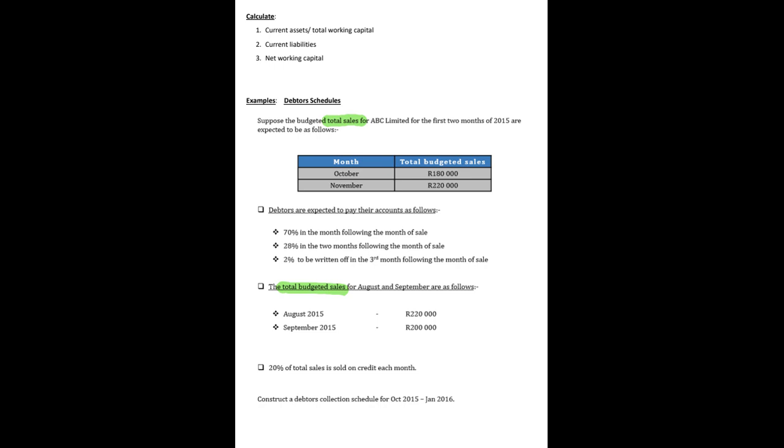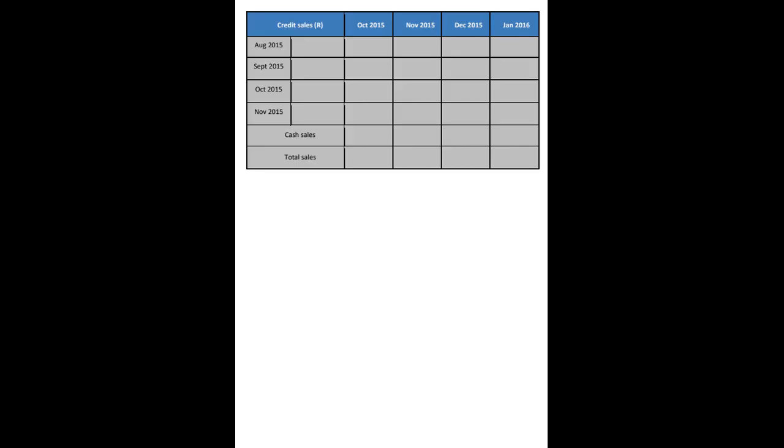So we're basically going to take this 180 multiplied by 20% for October, for November, that times 20%, and for August and September here as well. So the first one, 220,000 times 20%. You can just type that into your calculators. It will give you 44,000, and you'll write down the 44,000 here under credit sales.